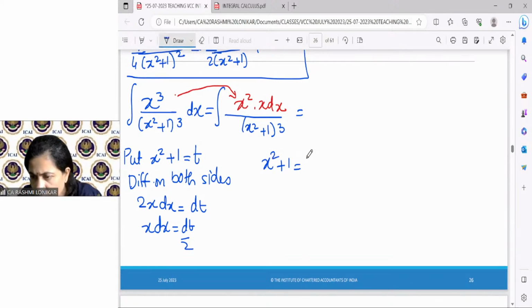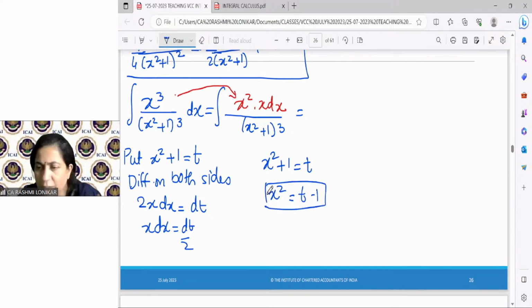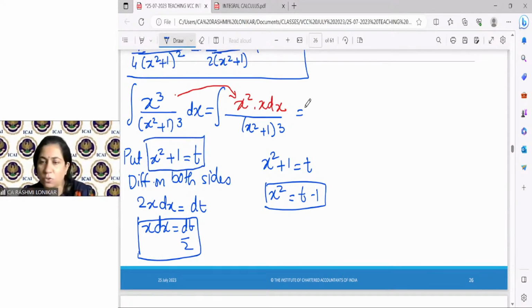x square plus 1 is t. How much is x square? x square is t minus 1. Okay, this also I need. x dx is equal to dt upon 2, also I need, and this also I need. So these three things I substitute over here.